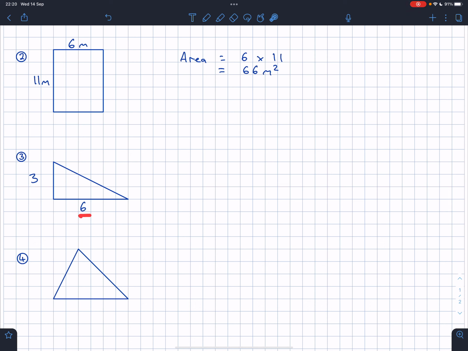If I multiply these together, what I actually find is the area of the rectangle that has 3 rows of 6.